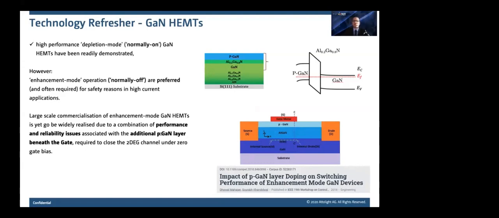In order to build a normally off gallium nitride HEMT, we need to add some additional layer to the stack we have shown before, so that the Fermi level can be pinned at the right energy to create a normally off or an empty channel when no voltage is applied to the device. So typically this is achieved by the addition of a p-doped gallium nitride top layer. And this p-GaN top layer needs to be controlled in a very careful way if we want to avoid any type of performance and reliability issues.